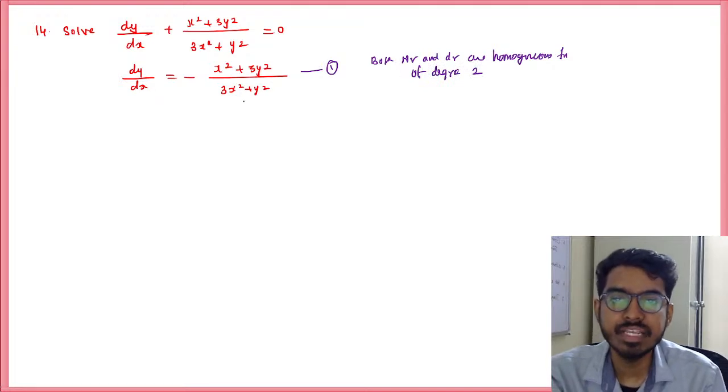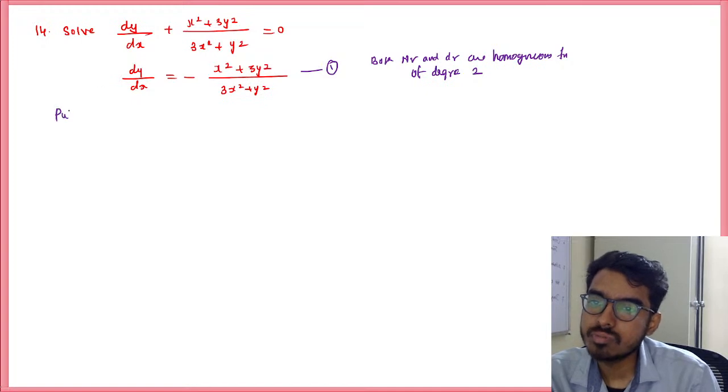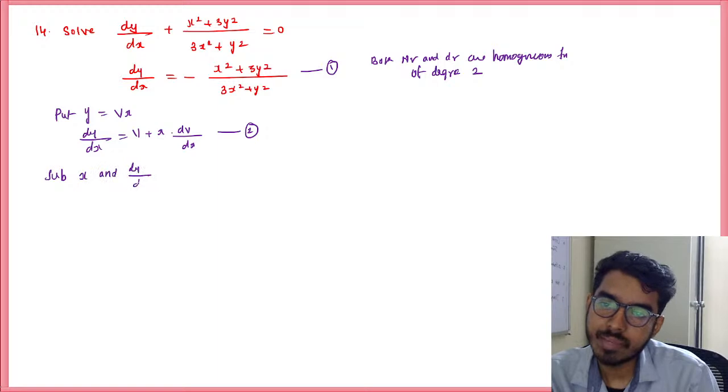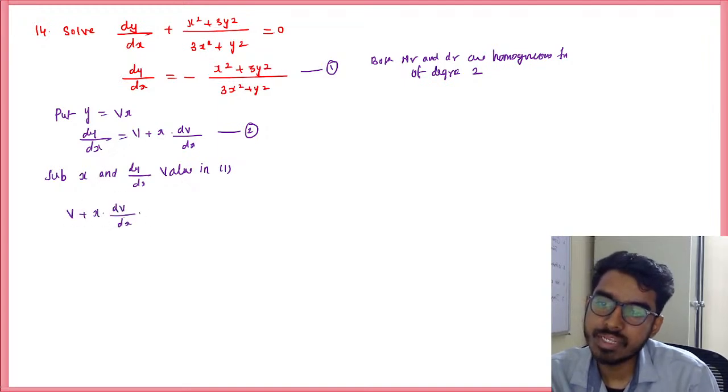So we put x equal to tx, y is equal to ty, we have f of tx comma ty is equal to t power n f of x comma y, here n is 2. So put y is equal to vx, therefore dy by dx will be v plus x into dv by dx. Substitute y and dy by dx value in 1, right? So what is dy by dx? It is v plus x into dv by dx.